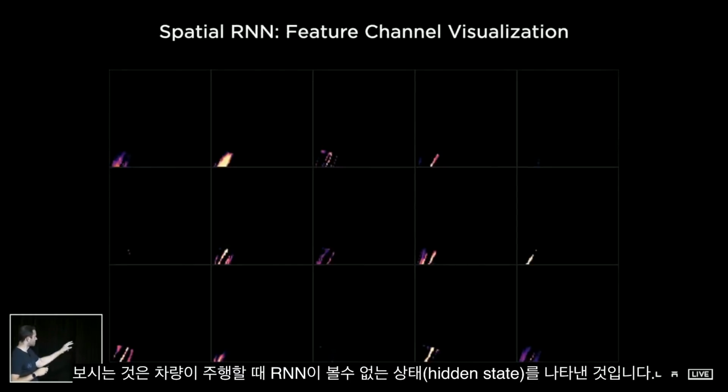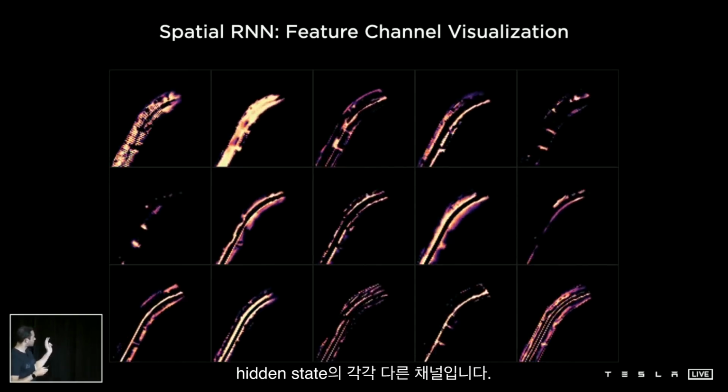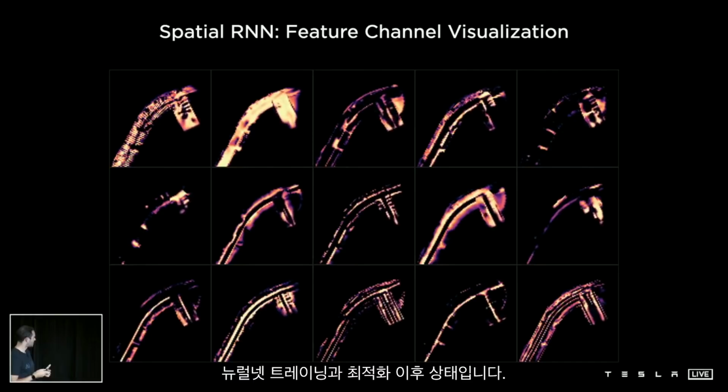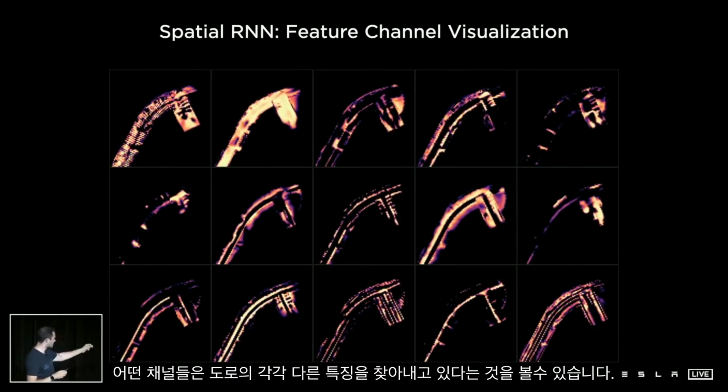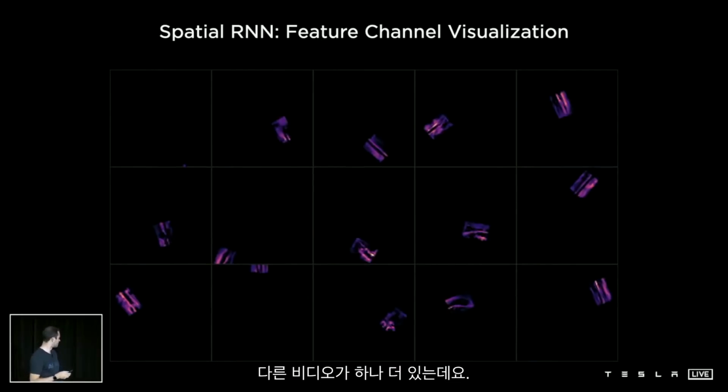Here, what I'm going to show you is the car driving around, and we're looking at the hidden state of this RNN. And these are different channels in the hidden state. You can see that this is after optimization and training this neural net. You can see that some of the channels are keeping track of different aspects of the road, like, for example, the centers of the road, the edges, the lines, the road surface, and so on. Here's another cool video of this.